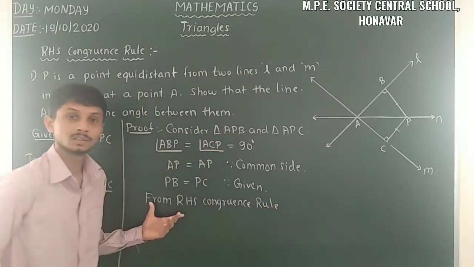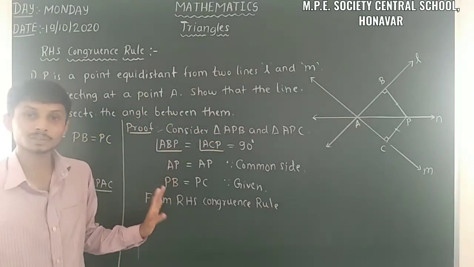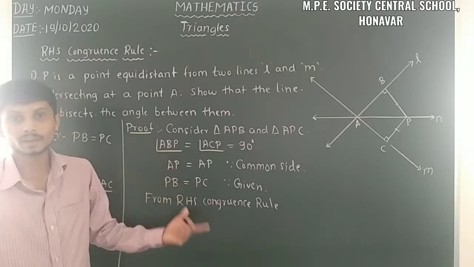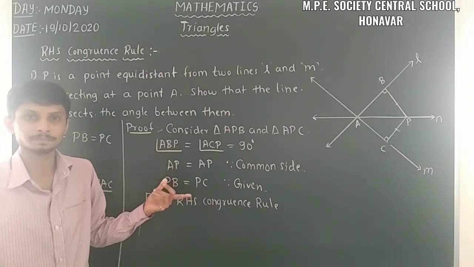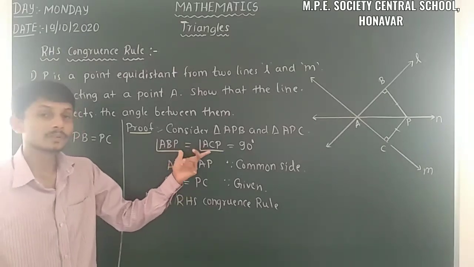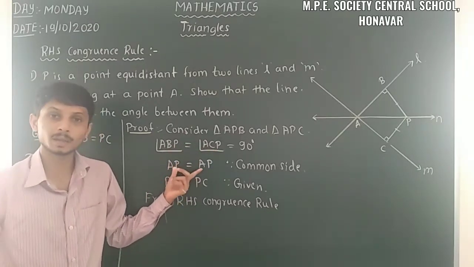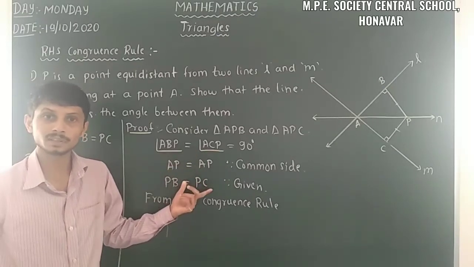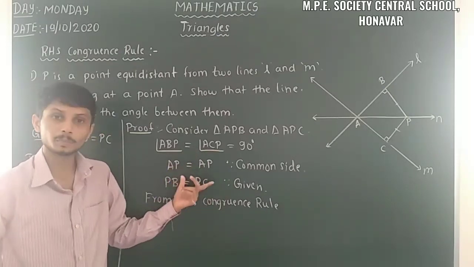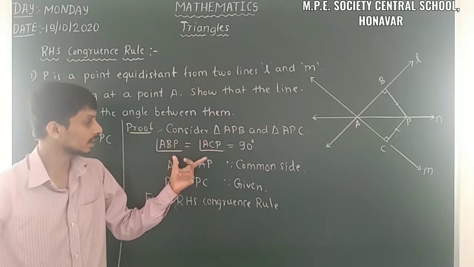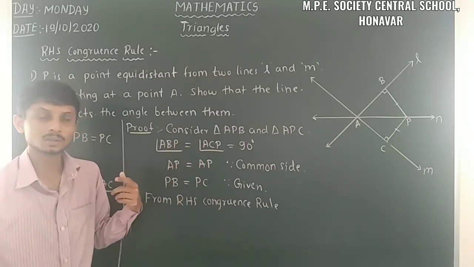Also, it is similar to the SAS congruence rule. The SAS congruence rule and the RHS congruence rule are a bit the same. So here we have a right angle, hypotenuse, side. It is clearly a hypotenuse, there is no other side. It is the hypotenuse. That's why we have taken the RHS congruence rule here.